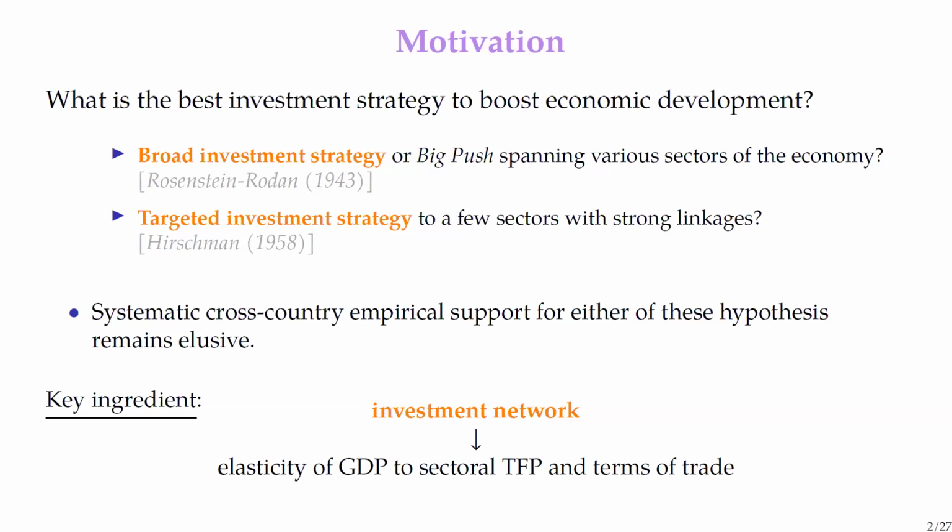What we're going to do in this paper is argue that there is a key ingredient to answering this question: the investment network. That is basically how investment flows from one sector to the other. And this investment network will be a key ingredient because it will determine the aggregate output elasticity to sectoral TFP and to terms of trade in an open economy setup.